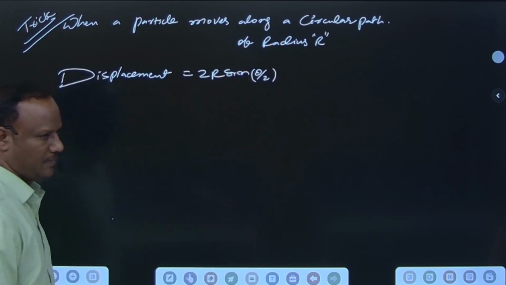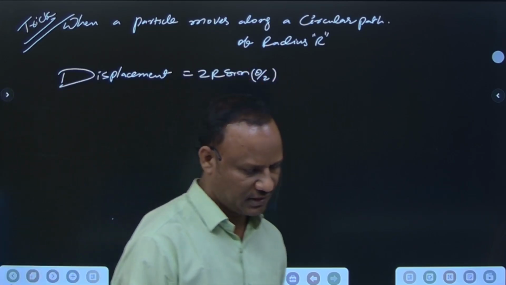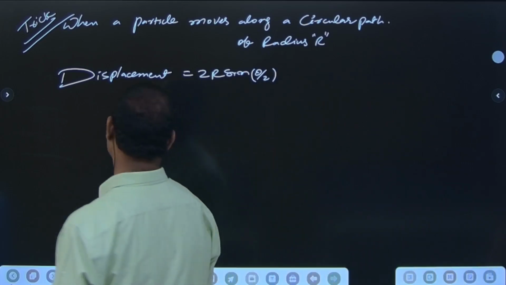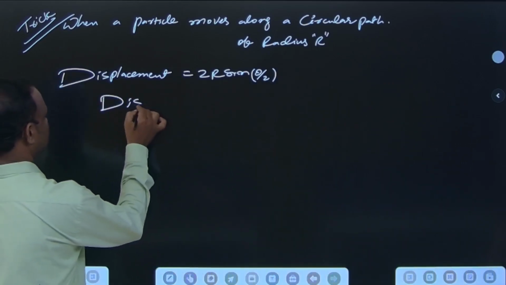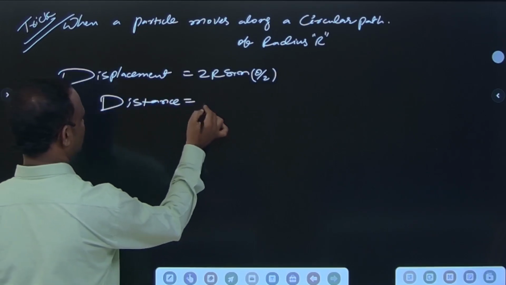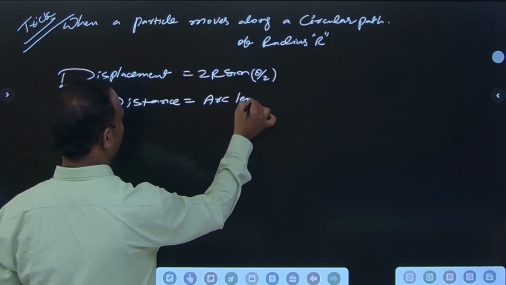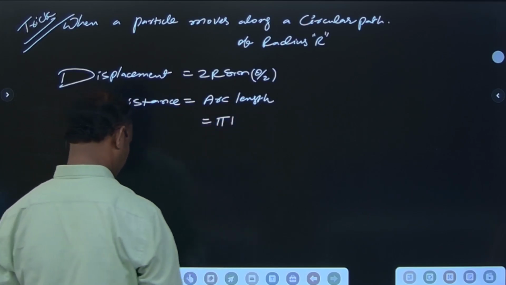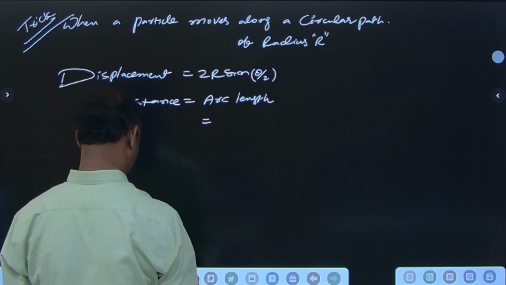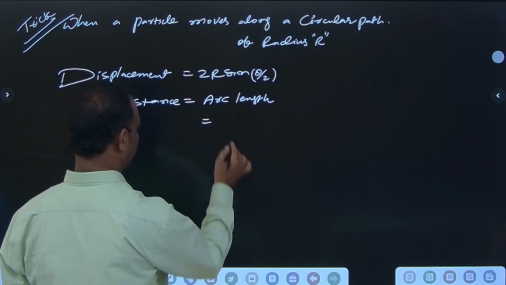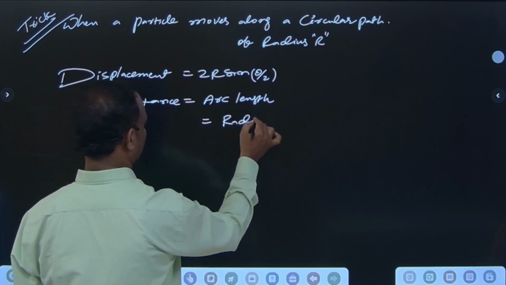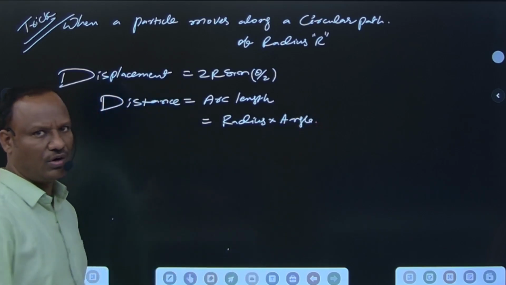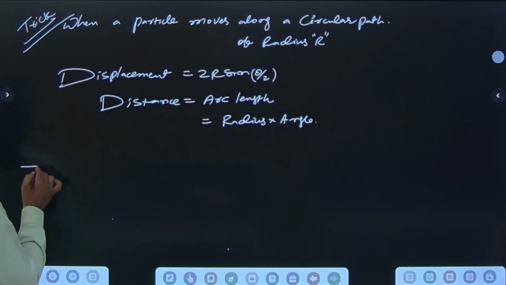Just remember this; in relative motion you will discuss it. So displacement is equal to 2r sin(θ/2). Distance is equal to the arc length. Arc length is radius into angle. So this is radius into angle. If you want, you can do a cross-check on this.